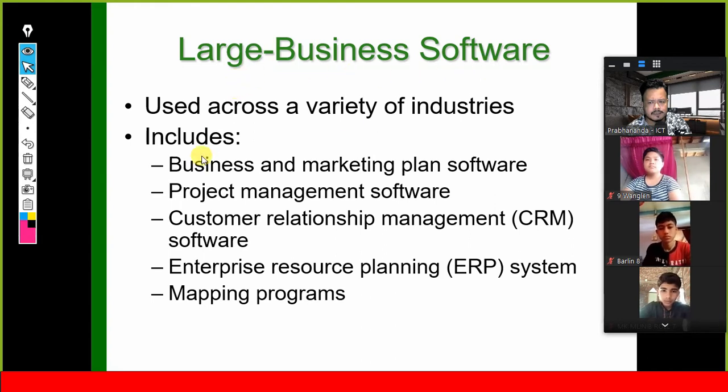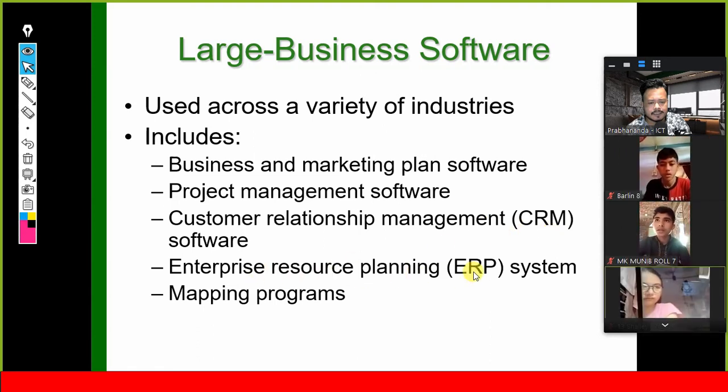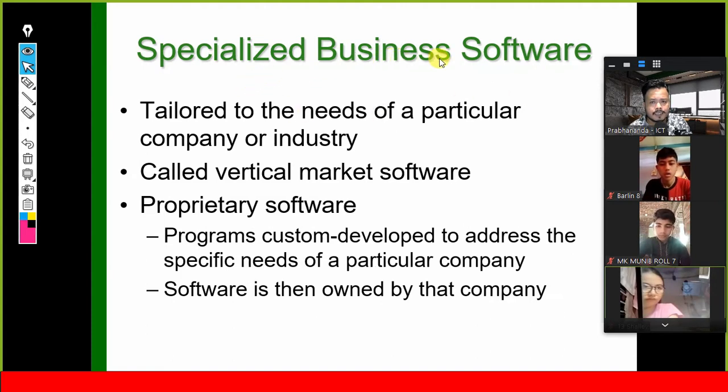Large business software is used across a variety of industries. It includes business and marketing plan software, project management software, customer relationship management CRM software, enterprise resource planning ERP, system mapping and program. You don't have to know all this software, but you have to get the knowledge of this software. Specialized business software is tailored to the needs of a particular company or industry, called vertical market software. Proprietary software programs are custom developed to address the specific needs of a particular company. The software is then owned by that company.